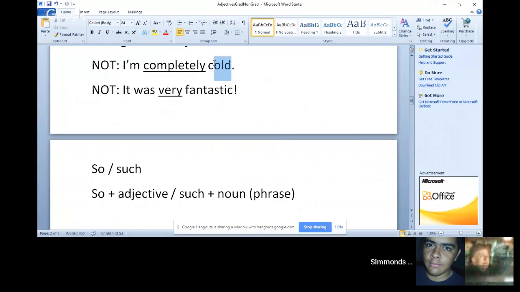Okay, so if you're looking at cold, cold is gradable because there are different degrees of being cold. Fantastic. Something is fantastic, yes or no. It wasn't like, oh, it was a little fantastic. All right, so we would use different words. And this is where my native abilities come in, because I know what sounds good mostly. Apparently not always. But in this case, very fantastic, we do not use.